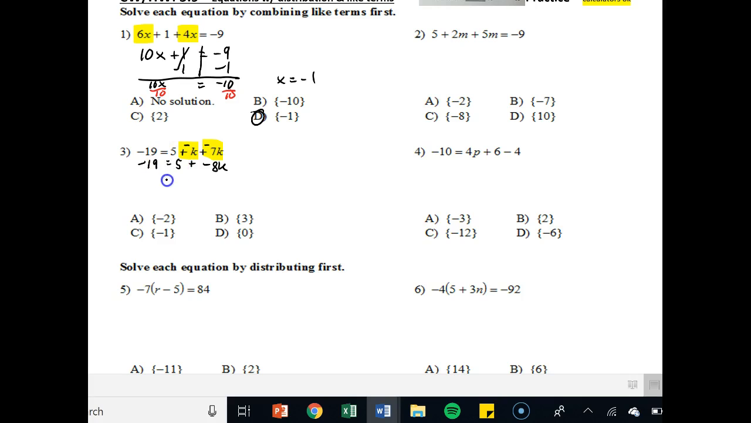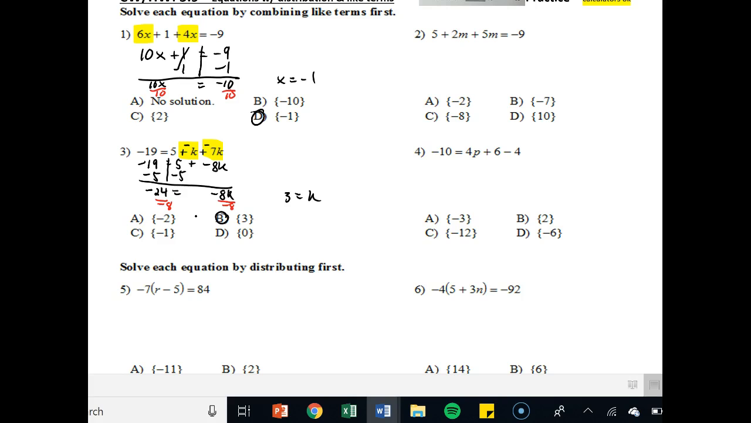All right, so we go ahead, draw our scales of justice. I have 5 plus negative 8k, so I want to make 5 0, right? So I go ahead and subtract 5 from both sides. So minus 5 gets me negative 24 is equal to negative 8k. And then I finish off by dividing by negative 8, right? So k, in this case, is equal to 3, or 3 is equal to k, so B. Again, I would, if I were you, pause and try and do number 4.